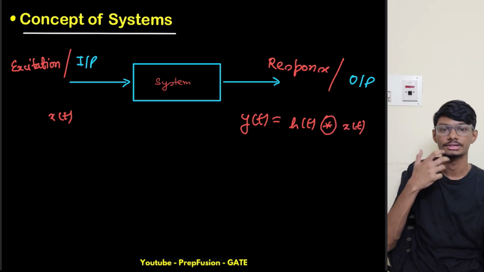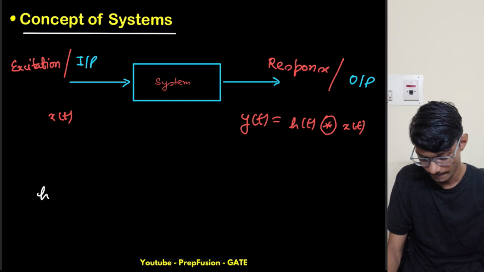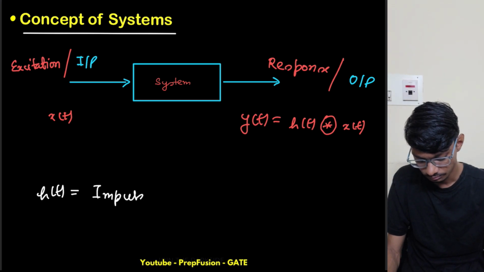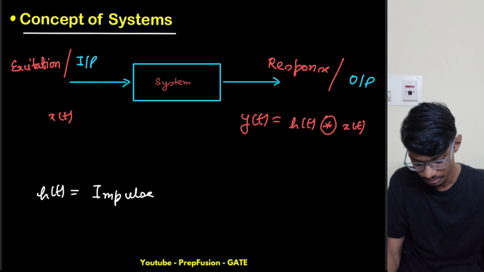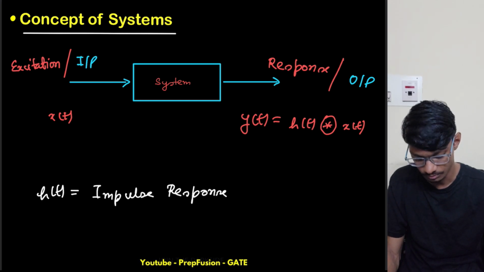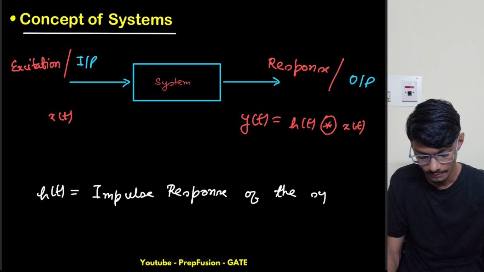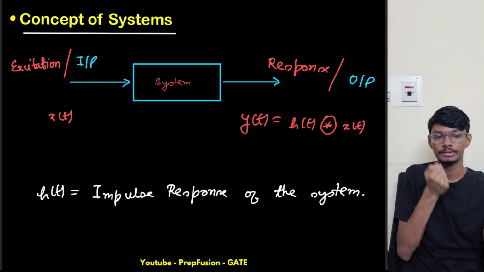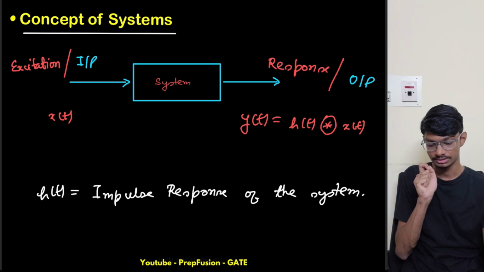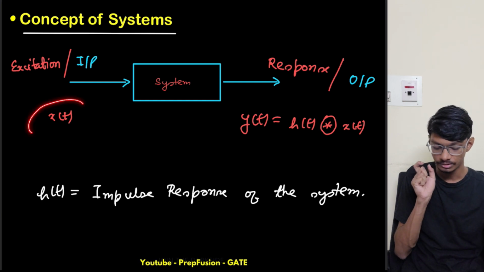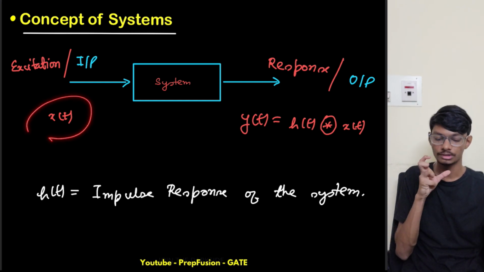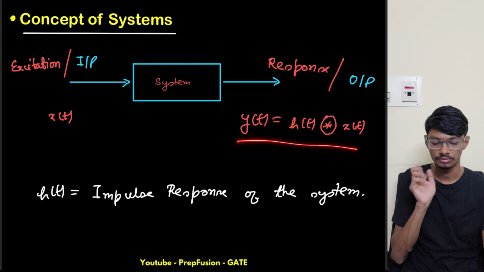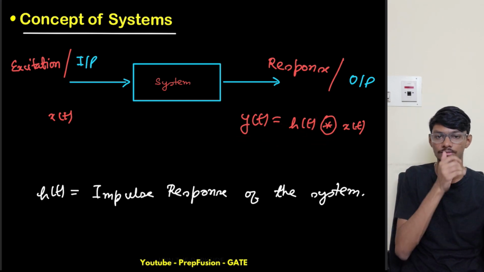Now you may ask, what is h of t? H of t is the impulse response of the system, okay? What do you mean by impulse response? I will explain, but just understand this thing, that if you give some input x of t, then our output, for a LTI system, linear time invariant system, will be the impulse response convolution with the input, okay?